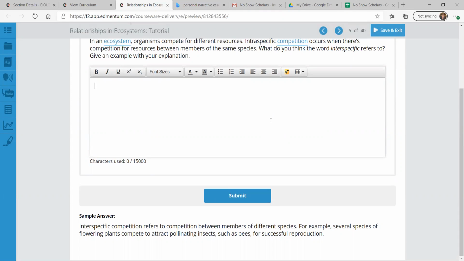Interspecific competition refers to competition between members of different species. So competition between, let's say, humans are intraspecific competitions, while humans versus other animals would be interspecific competition.